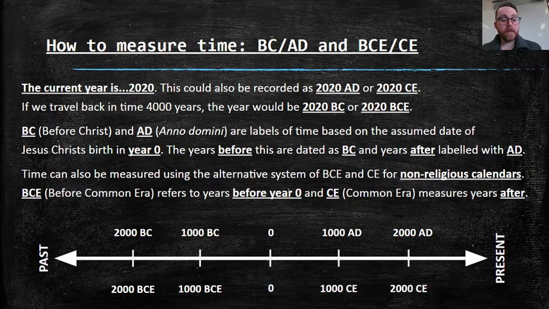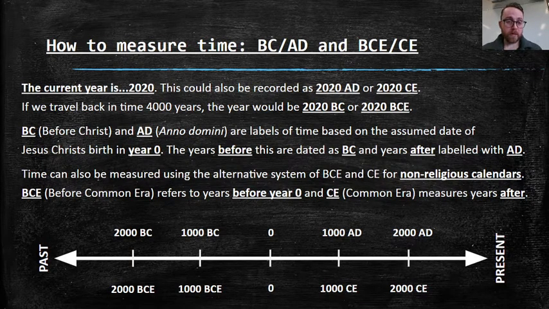If we travel back in time 4,000 years into the past, the year would be either 2020 BC or 2020 BCE. And I know that sounds confusing, and it is, but I'll try and explain it to you. So BC stands for before Christ, so before the birth of Jesus Christ. And AD stands for, it's a Latin term, Anno Domini, which is a fancy way of saying after. Yeah, really? So BC and AD are labels of time based on the assumed date of Jesus Christ's birth in year 0.